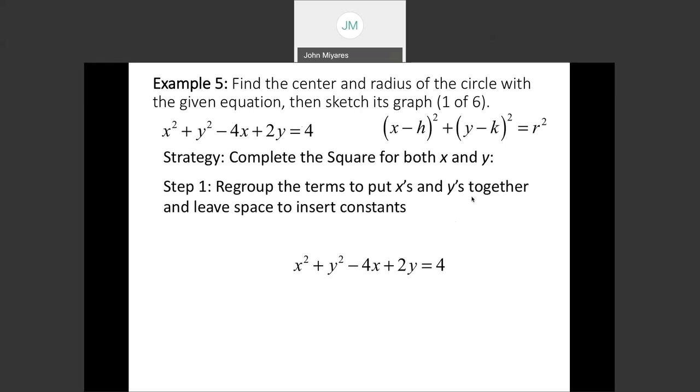So here we have the equation x squared plus y squared minus 4x plus 2y equals 4. Using commutativity, we're going to rearrange and group the x terms next to each other and the y terms next to each other. So we have x squared minus 4x plus y squared plus 2y equals 4. Then I want to separate out and provide some space after the middle x term and after the middle y term to insert some constants that we're going to use to factor this expression into two perfect trinomial squares.